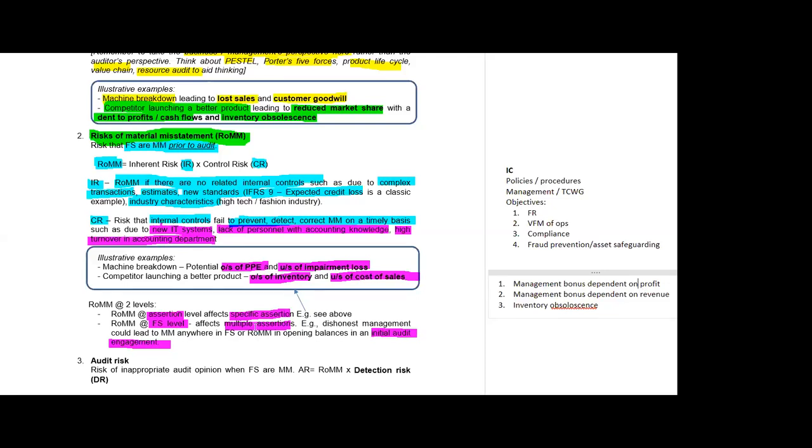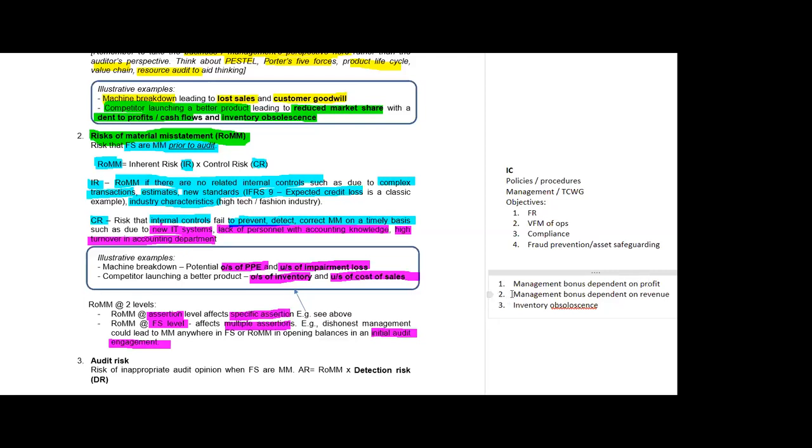So this is the ROMM at FS level because there are multiple components of the financial statements that could be materially misstated, and which assertion the management would play around with, you're not clear on that. So that is why it is a ROMM at FS level.